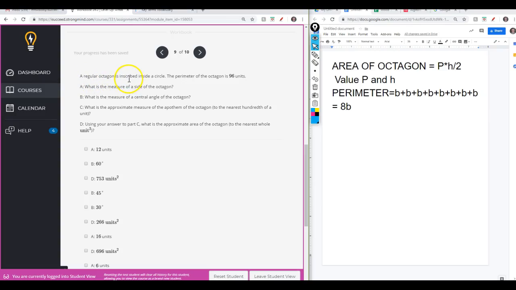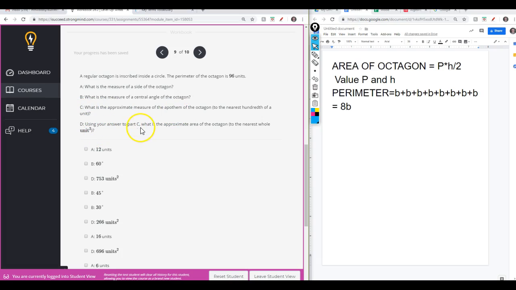Okay, a regular octagon is inscribed inside a circle. The perimeter of the octagon is 96 units. A, what is the measure of the side of the octagon? B, what is the measure of the central angle of the octagon? And C, what is the approximate measure of the apothem of the octagon to the nearest hundredth of a unit?